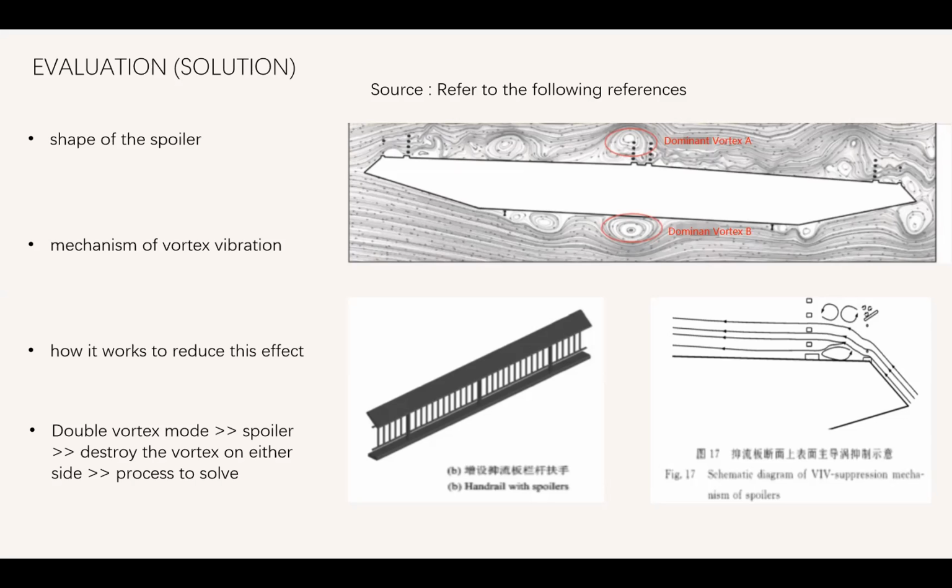So the flow field distribution of the steel box girder is significantly changed by the spoiler. It is due to the separation of the airflow behind the spoiler and the vortex shedding. And you can see from the diagram, the moving path of the airflow is changed. Now the airflow moves along a horizontal path, which causes the dominant vortex on the upper surface to be destroyed, which means this mode does not exist. And this brings an end to the vortex vibration.